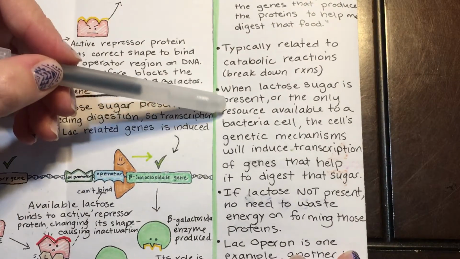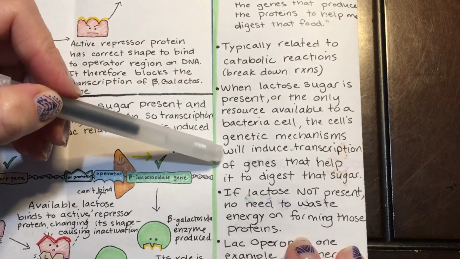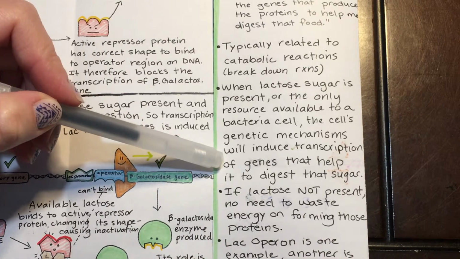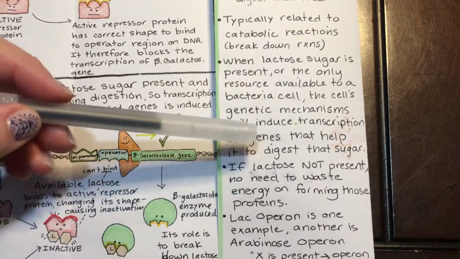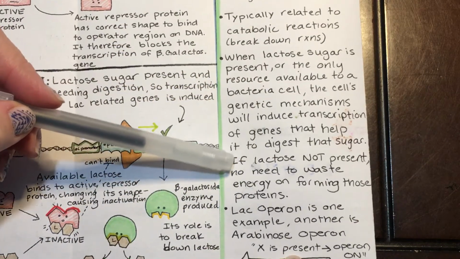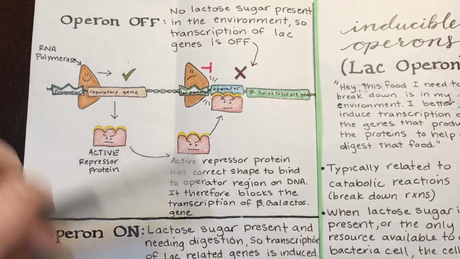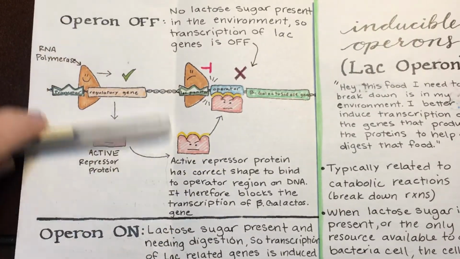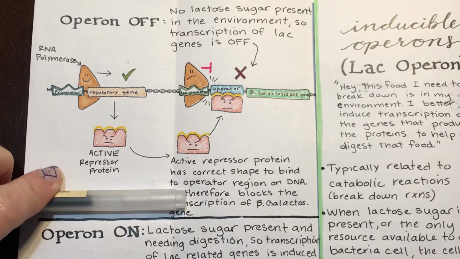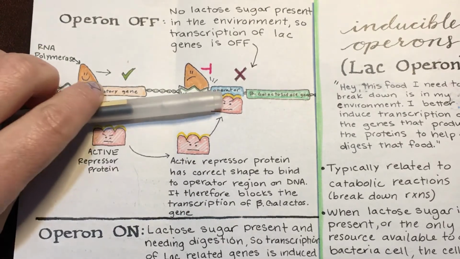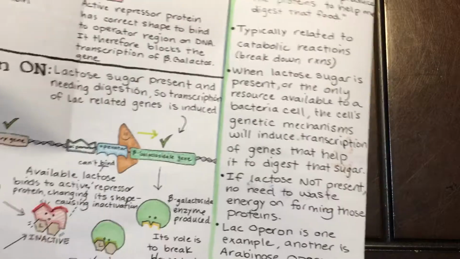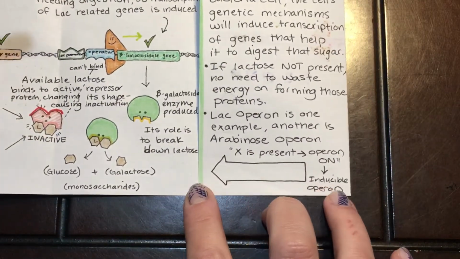So the cell's genetic mechanisms will induce transcription of the genes that help to digest that sugar. If lactose is not present, no need to waste energy on forming those proteins, right? So if it's not present, we're currently repressed and we don't have our lac genes turned on. Our repressor is active and blocking transcription. So lac operon is one example.